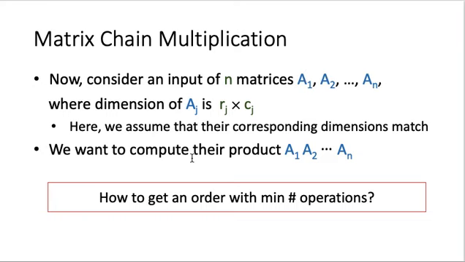And now we want to compute the product A1 times A2 times A3 up to AN. So we want to get this product, get the result, using the minimum number of operations. So what should we do? What is the order of the multiplication that allows us to do the best?